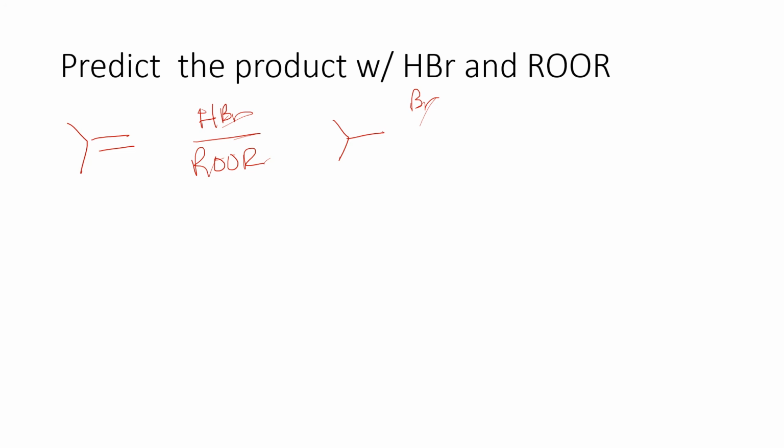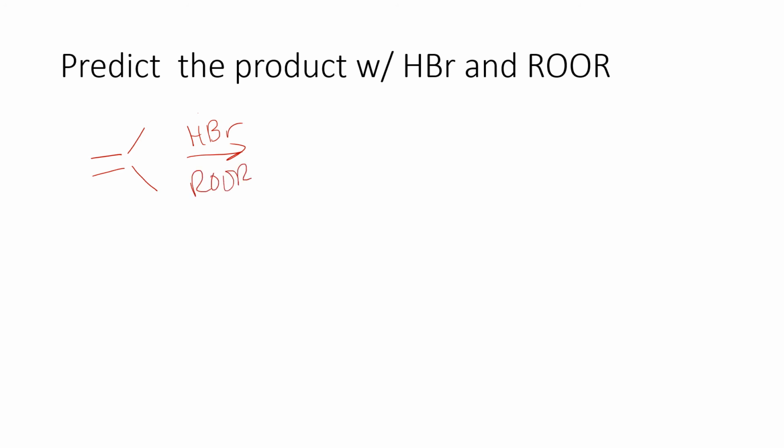Let me draw this again since it's this way. With peroxide. So again, this is going to give us the anti-Markovnikov addition. Another example. Now we know the mechanism.